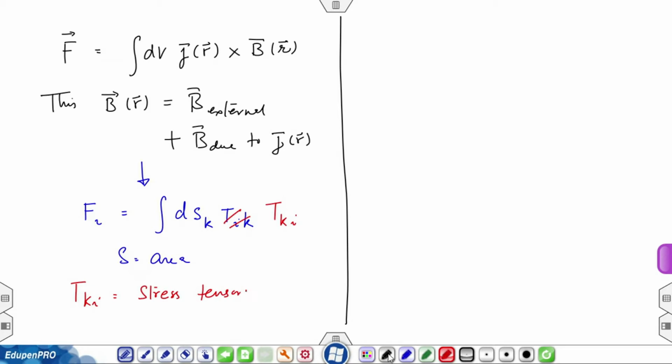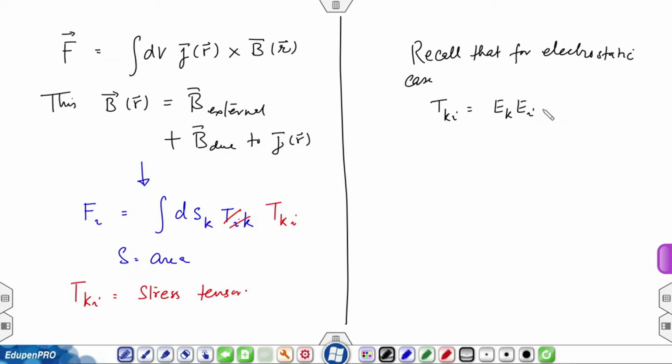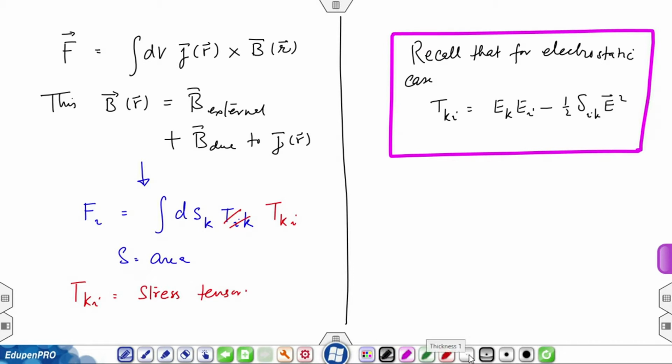At this point, I would like you to recall that for the electrostatic case, T_kI was given as E_k E_I minus 1/2 delta_Ik E square. We will get a similar expression for B. So, let us do that.